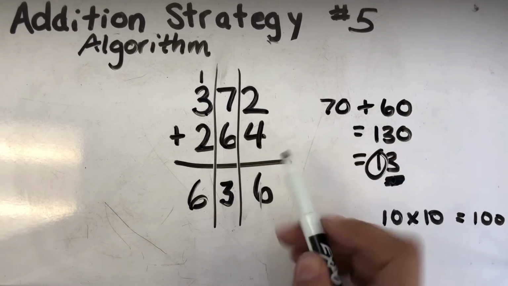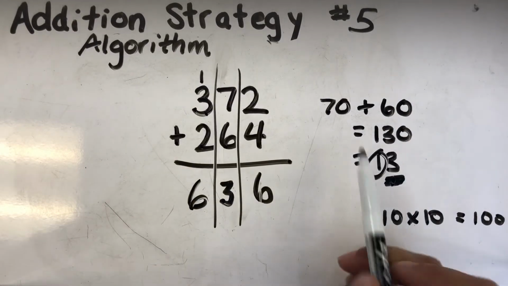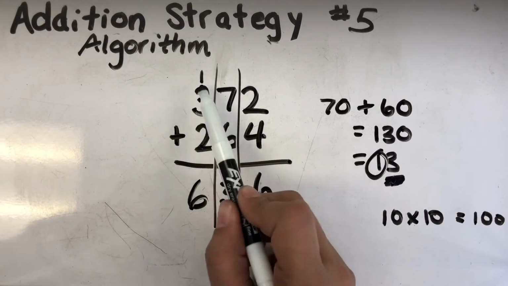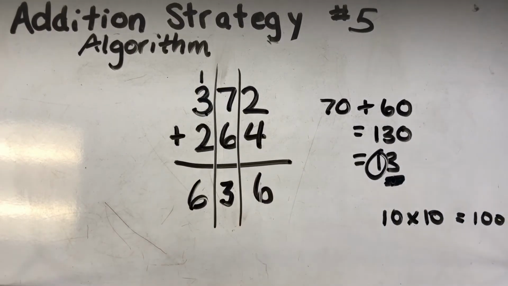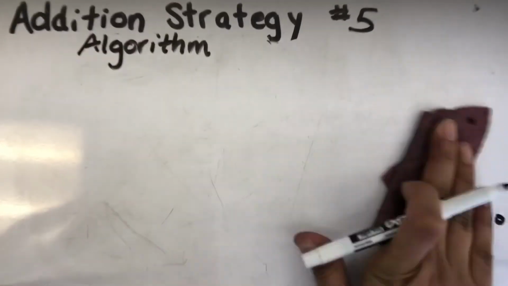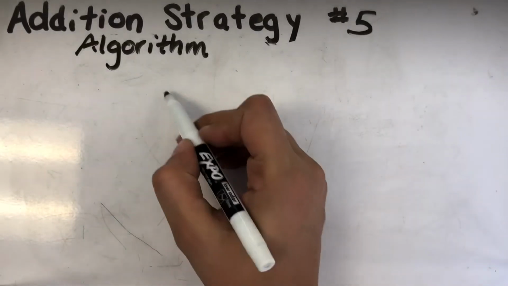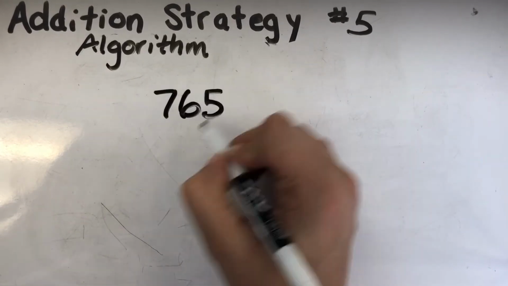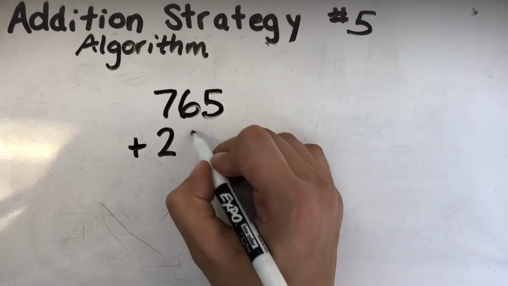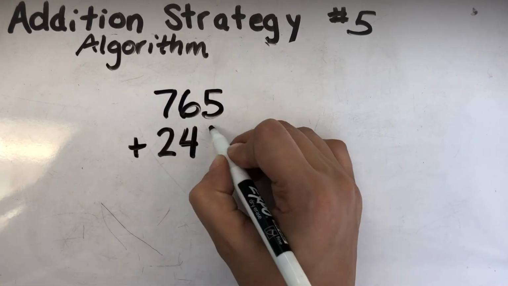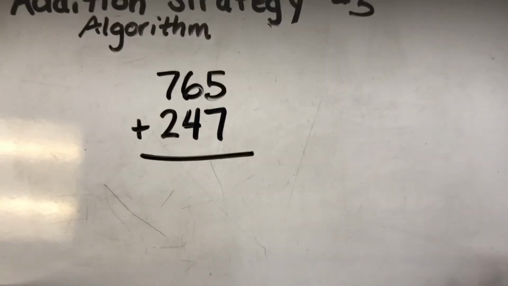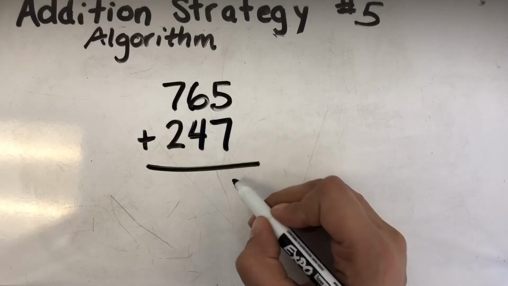Of course, when kids get really efficient, they can just fly through this, but you need to be able to stop and explain what this regrouping actually means. I'm going to go through one more example so you can see that. All right, so let's go with 765 plus 247. Okay, so again, if I have 5 plus 7, that gives me 12.